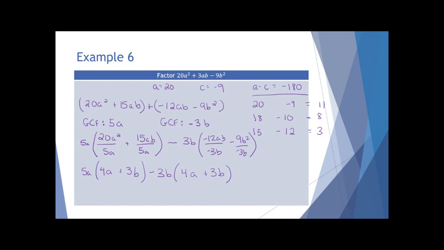So I had to take out the negative. If I did not, these would not match. The signs on the right one, the second set of parentheses, would be opposite. So that's why you have to take out the negative, because otherwise these will not match. So once they match, then we have 4a plus 3b and 5a minus 3b.